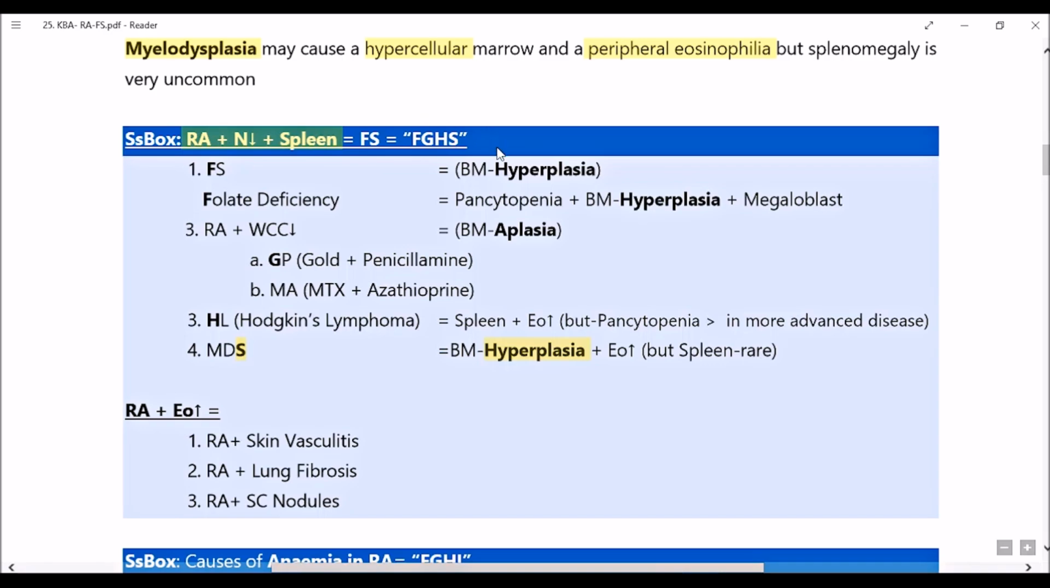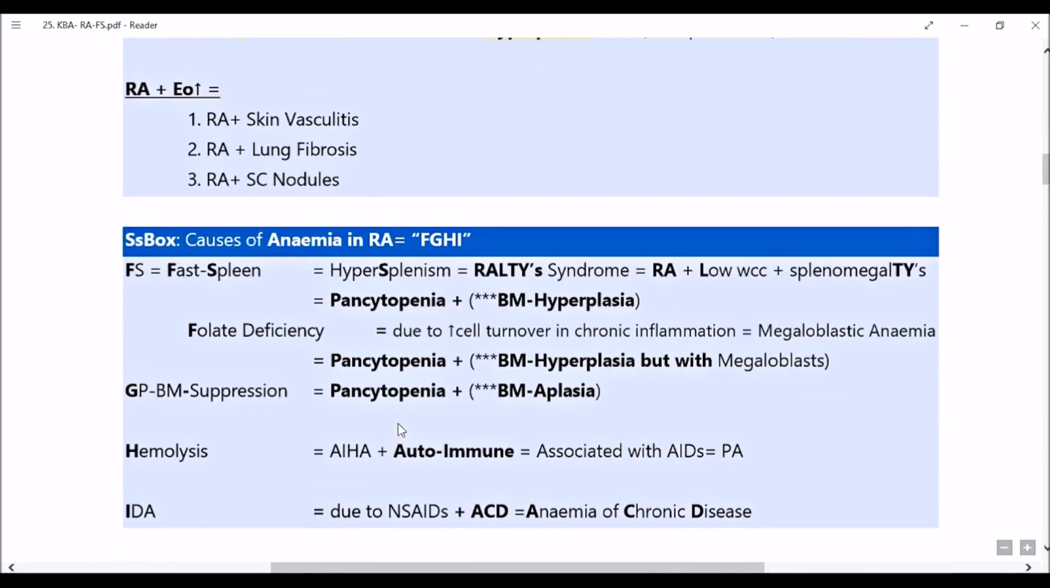In all cases, the Felty syndrome as well as syndromes like the myelodysplastic syndrome, we will get bone marrow hyperplasia, in contrast to the drug-induced cases that will get aplasia. And rheumatoid arthritis with eosinophilia is a very good combination. Usually rheumatoid arthritis, skin vasculitis, lung fibrosis, and also subcutaneous nodules.